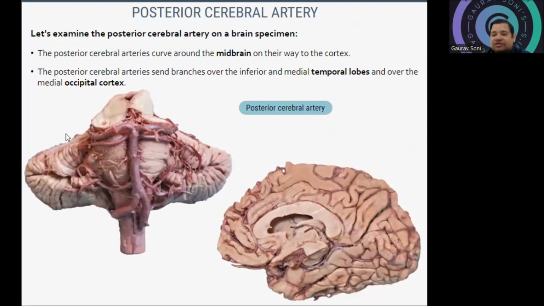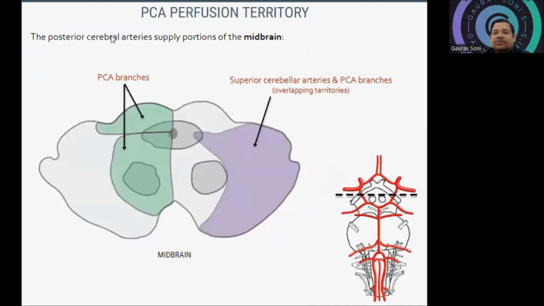If you see the specimen part, the posterior cerebral artery curves around the midbrain on their way to the cortex. The posterior cerebral artery sends branches over the inferior and medial temporal lobes as well as medial occipital lobe. So basically, we understand whatever is the posterior side, like occipital and temporal lobes, will be supplied by the posterior cerebral artery. Here you can see this is posterior cerebral artery, and this is the perfusion area where it is going to give the supply. The posterior cerebral artery supplies the portions of midbrain also. So some part of midbrain will be also supplied by the posterior cerebral artery.